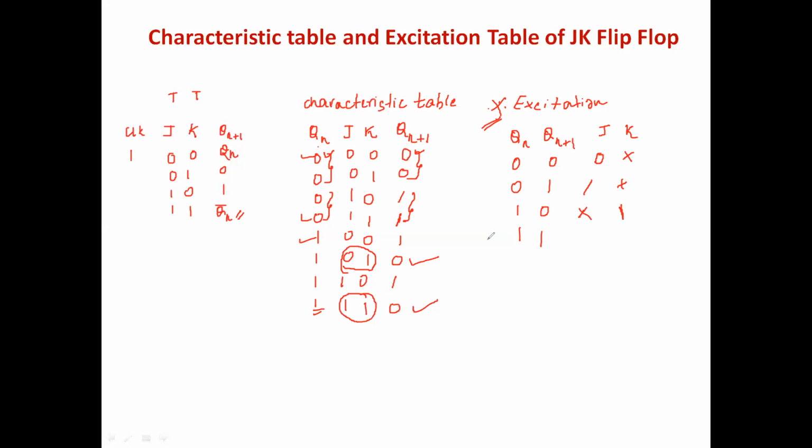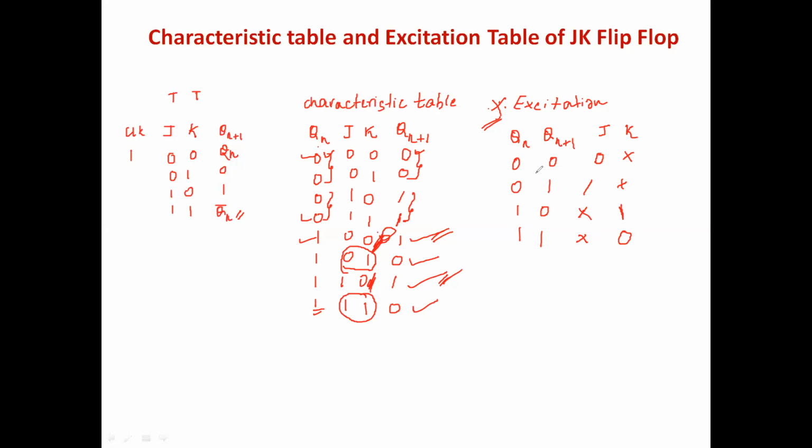The next combination is 1 and 1. The remaining combination which is left out is 1 and 1. That is, Qn is equal to 1 and Qn plus 1 is also equal to 1. So what is the combination? Here K is fixed. See here, K is 0 and J is varying, once it is 0 and once it is 1. So J is don't care and K is equal to 0. So this is the excitation table for JK flip-flop.